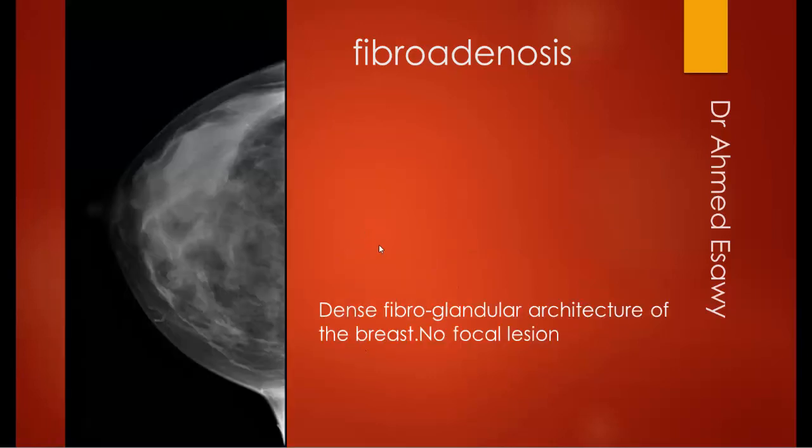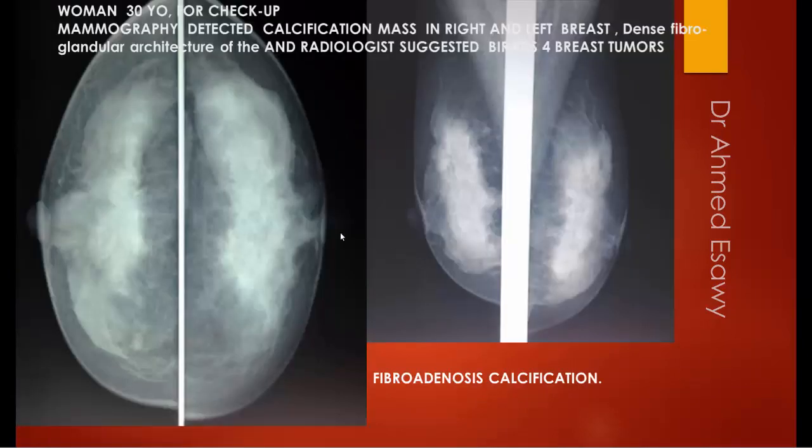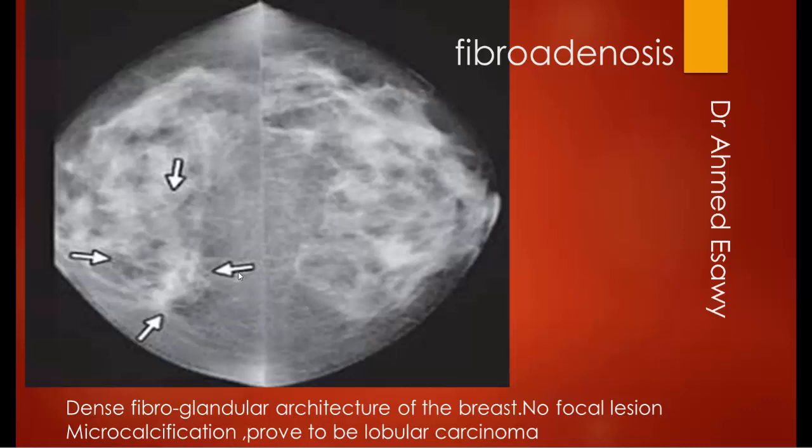Fibroadenosis in mammography case: asymmetric dense fibroglandular architecture with no focal lesion. This mammography detects calcification mass in the right and left breast with dense fibroglandular architecture reported as BI-RADS 4 breast tumor, proved by biopsy as fibroadenosis with calcification. Fibroadenosis, this is a case in mammography, right breast CC, showing area of dense fibroglandular architecture, no focal lesion, microcalcification, but proved by biopsy as lobular carcinoma.